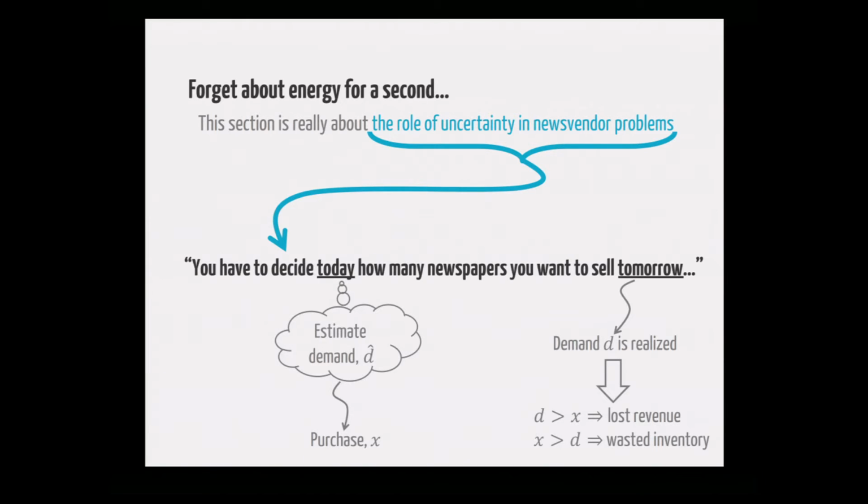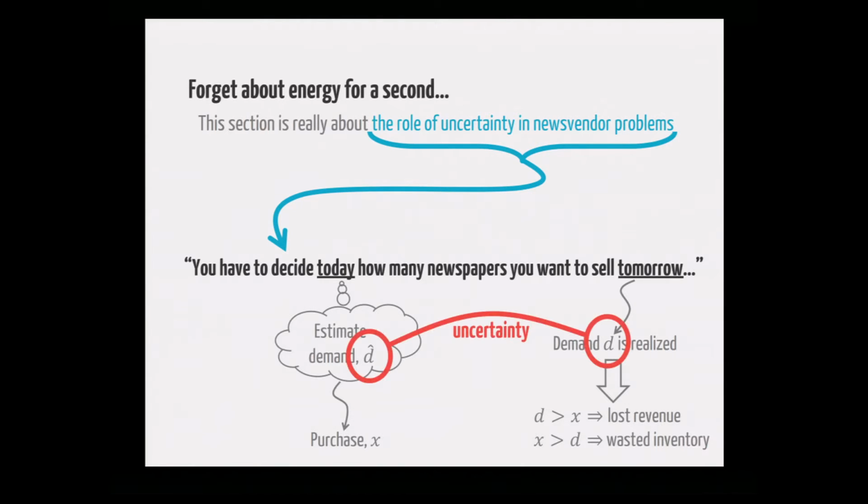If your D hat, or I guess if your realized demand, is more than X, then you lose some money, right? So you didn't have enough available to sell to them, so you left some money on the table. And if what you purchase is bigger than the realized demand, then you're wasting inventory. So both are bad, and you try to be as close to the accurate thing as possible. And the question is how you do this.